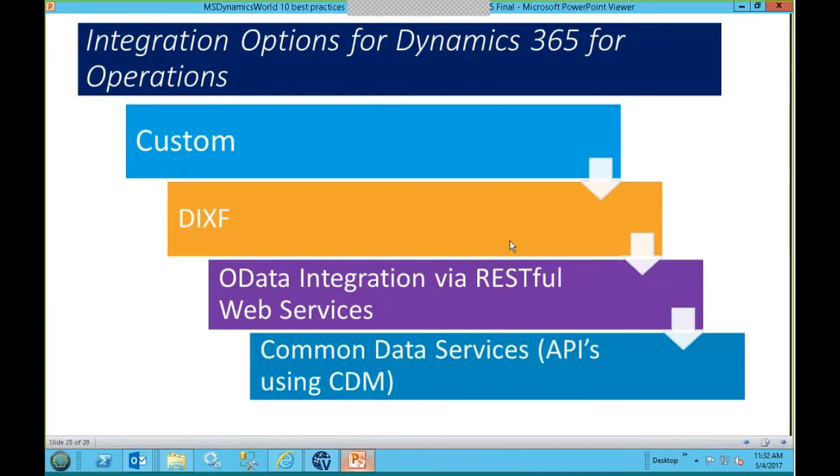So as far as getting data in and out of the system for 365, you're left with the following options. The first option is you write a custom system that gets data in and out, and that was always a possibility in older versions, but now with some of the new capabilities, you've got other options as well. The DIXF is something that existed in older versions of AX, and they've expanded it, which I'll get into in a minute.